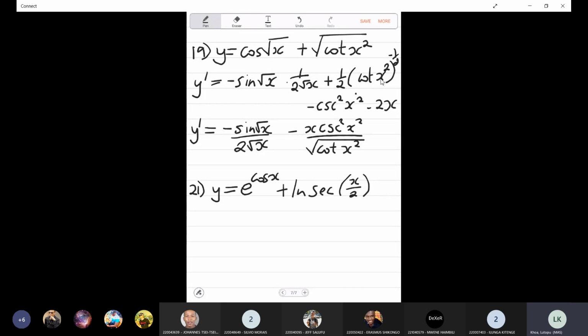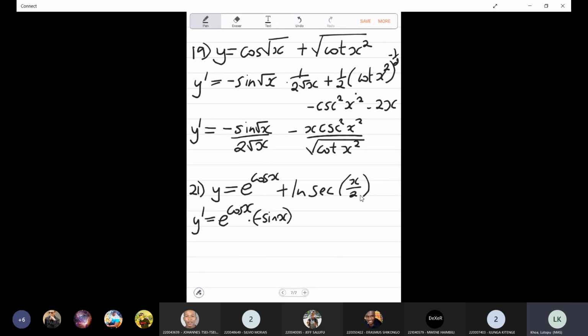So here, this is logarithmic, exponential, trigonometric, but we know how to differentiate each of these. So for the first one, the derivative of e to the power of cos x, e to the power of cos x remains as it is. Then you multiply by the derivative of cos x, which is minus sine x. So we have y prime. This is e to the power of cos x multiplied by negative sine x, which is the derivative of cos x.